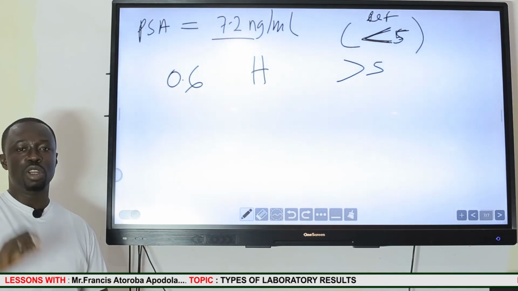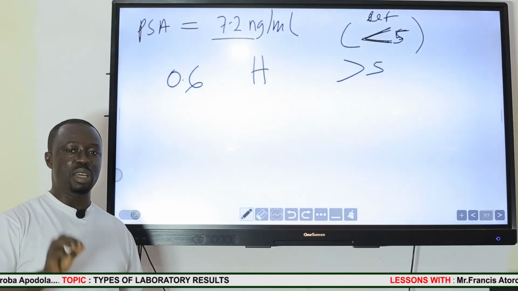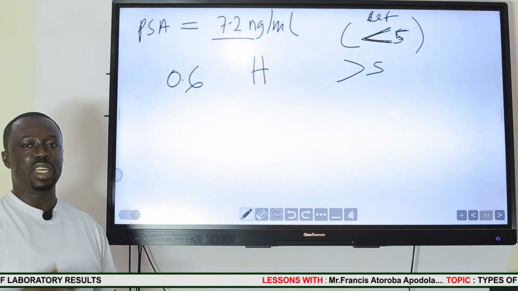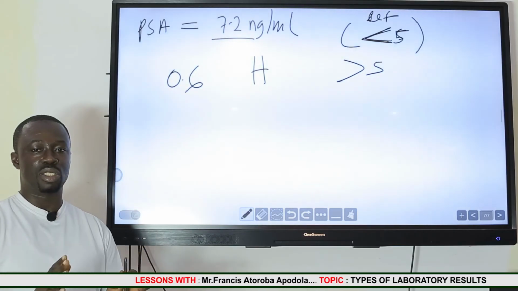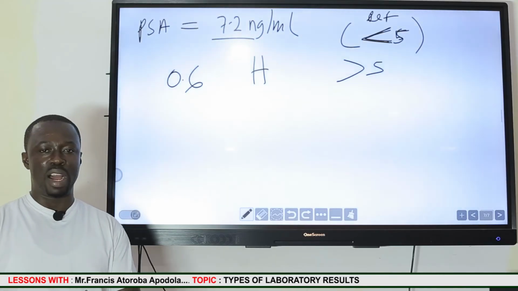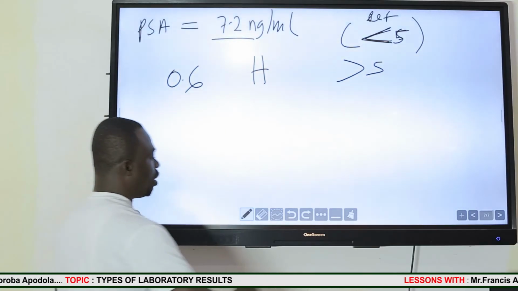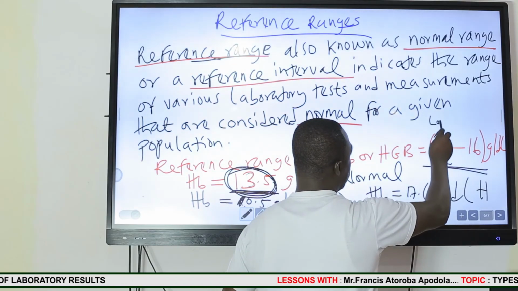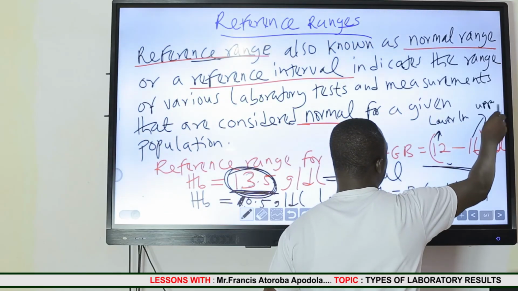So the first step in interpreting a laboratory test result is to be able to determine whether the result is either normal or abnormal. When the test result is normal, if it is a quantitative test result, it will fall within the reference range. However, if it is abnormal for a quantitative test result, it is either above the upper limit or below the lower limit of the reference range. So these two values, the first one is called the lower limit, whilst the last one is called the upper limit of the reference range.